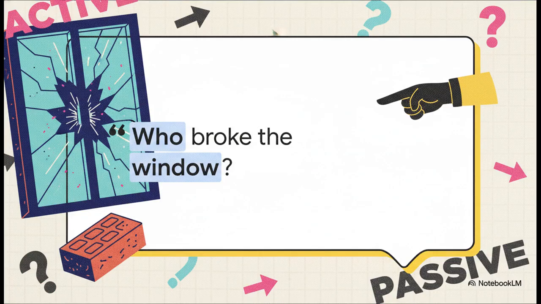Think about this classic question, who broke the window? In this case, who is the subject, right? They're the one doing the breaking. Our usual rule of just swapping things around doesn't quite work perfectly here. So what do we do?